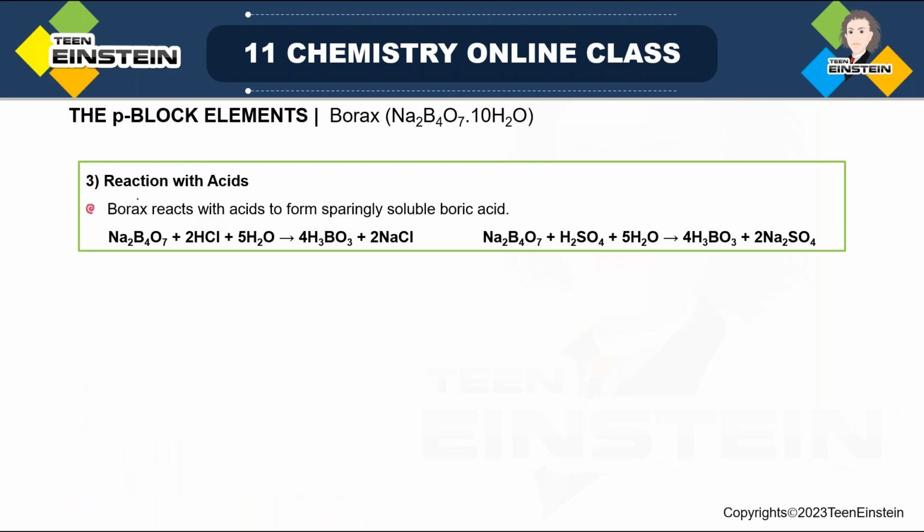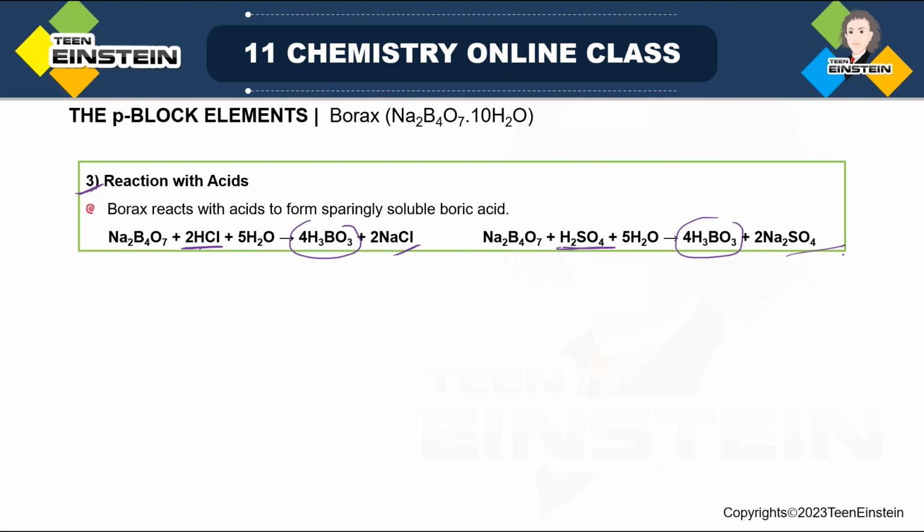After the Borax bead test, the third property is how it reacts with acids. So, reaction with acid: we will see first how it reacts with hydrochloric acid, and second H2SO4, a mineral acid. Borax reacts with acid, whether it is HCl or H2SO4. In both cases, we are getting boric acid, and the byproduct is obviously different. It is sodium chloride because you have taken hydrochloric acid. In the second case, it is sodium sulfate because you have taken sulfuric acid. But the important point is you are getting boric acid.